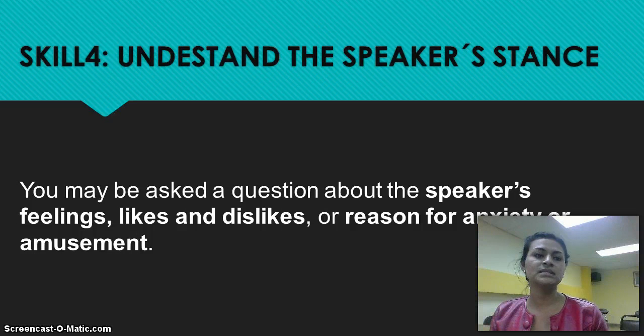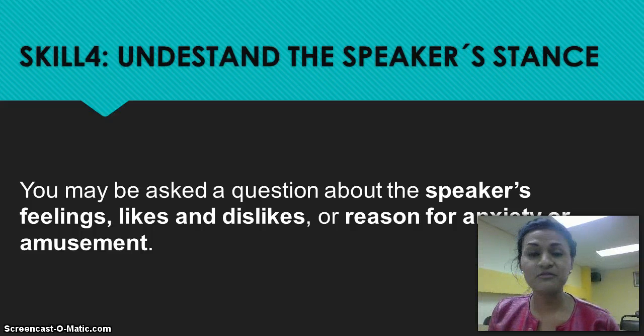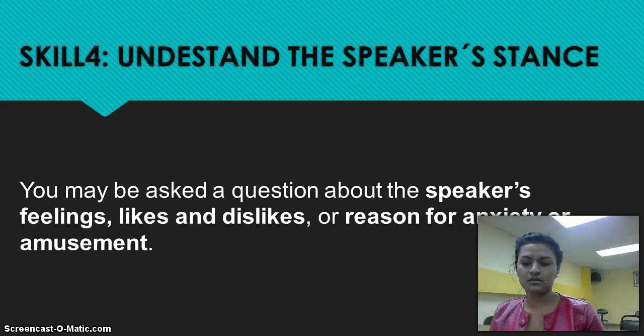Okay, so skill number 4 is understand the speaker stance. But what is this skill about? This type of question asks about the speaker's stance or attitude. This may be opinions, feelings, or degrees of certainty. You will have to infer the speaker's attitude from their tone of voice or choice of words and the contents of the conversation or the lecture.